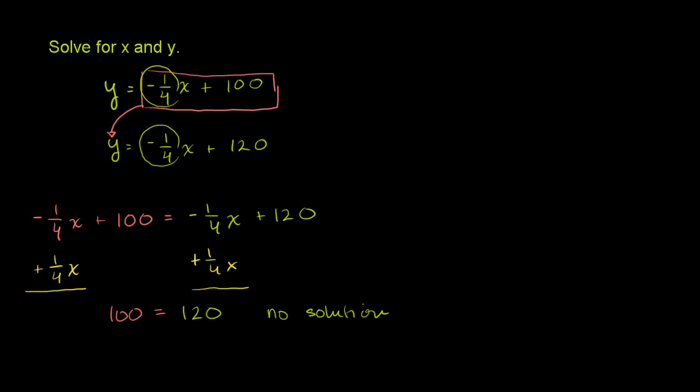So if I just were to do a really quick graph here, that's my y-axis, that is my x-axis, so it's y and x. This first graph over here, its y-intercept is 100. Its y-intercept is, let me do it a little bit lower. Its y-intercept, let's say that is 100. So it intersects right there. And has a slope of negative 1/4. So maybe it looks something like this. Maybe it looks something like that.